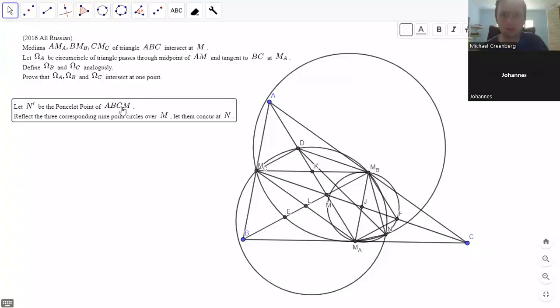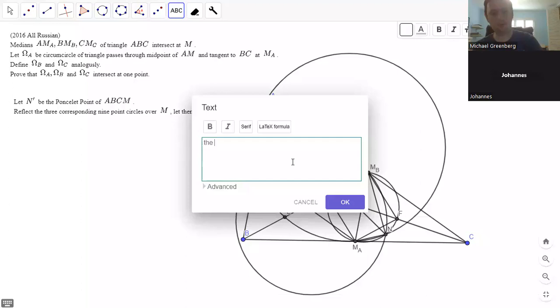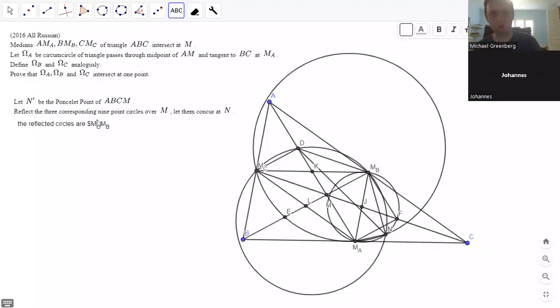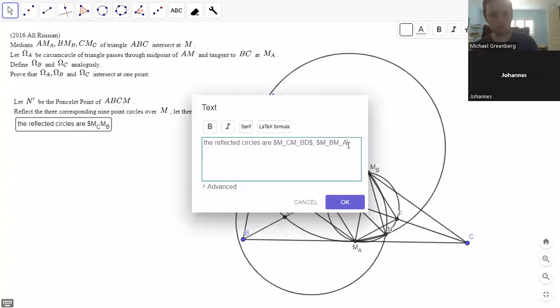Okay. The three circles are M, C, D, M, B. We'll say the reflected circles are M, C, M, B, B. MB, MAF. And MAE, or MAMBE.